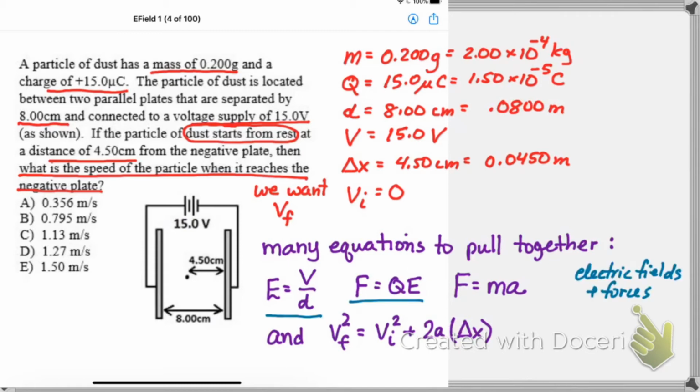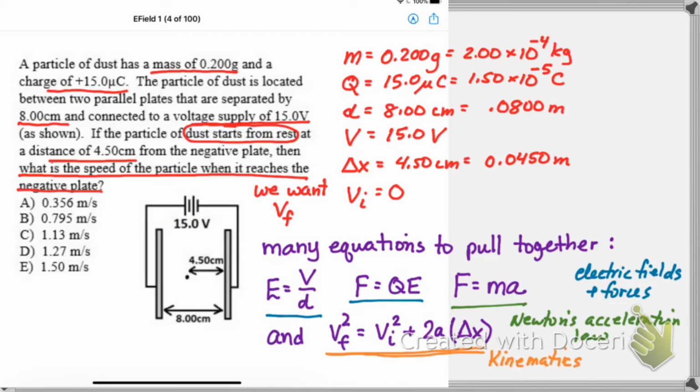For example, these two come from the topic of electric fields and forces. But that's Newton's acceleration law, Newton's second law. So that's from back in question 7's topic. And that's a kinematic formula from question 6's topic.